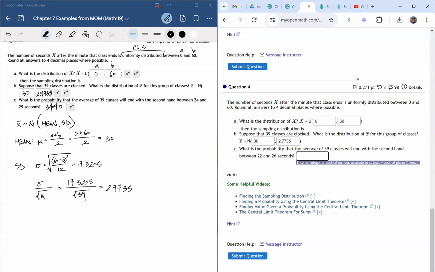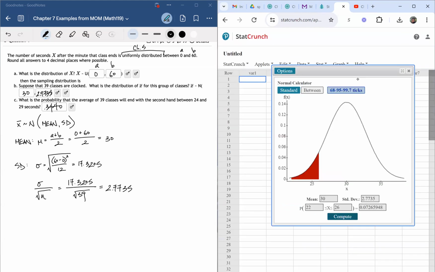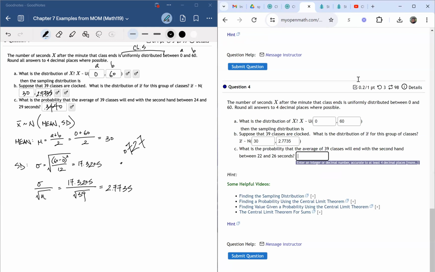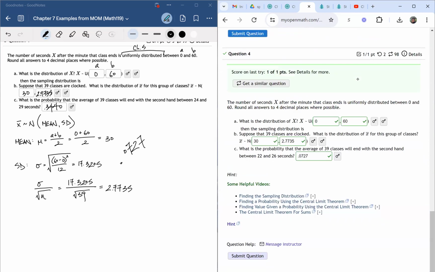Not a problem. We go back to StatCrunch. We want between 22 and 26 seconds, and we compute. Let me write this down. I got 0.0727, and that's what we're going to type here. Let's go ahead and submit our question. Everything looks great.